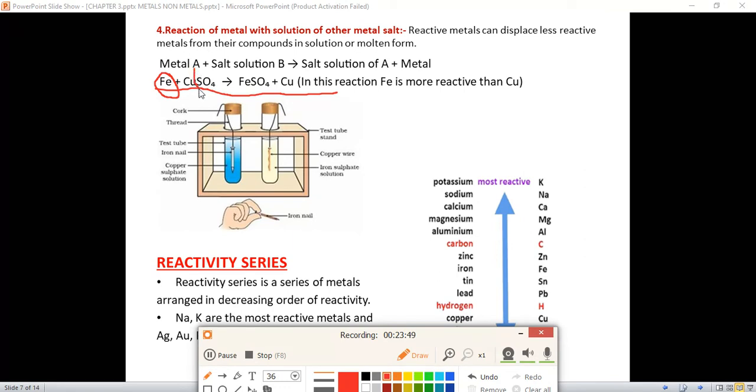The bond between copper and sulfate SO4 will break. Iron will take the place of copper and it will form FeSO4, and copper will come out. In this reaction, iron is more reactive than copper. We can see from this reaction that iron is more reactive than copper and it is displacing copper from its solution.